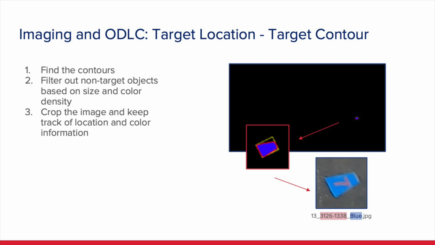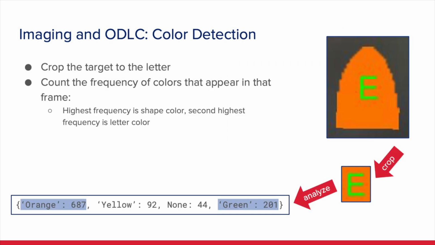So moving on to target contour. Once we have all the color masks, we will locate targets using the OpenCV find contours function. We also filter the targets based on their size and pixel density, and this way, too large or too small objects that happen to be the same color as the target we are searching for are disregarded. This is done by knowing the approximate size that the target should be given the current height of the drone. Then we crop the image and pass it on to the next step, color detection.